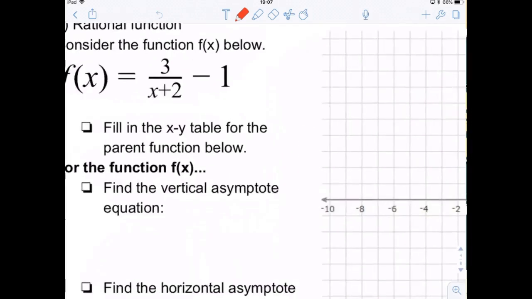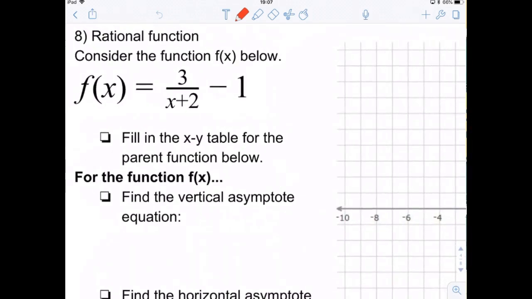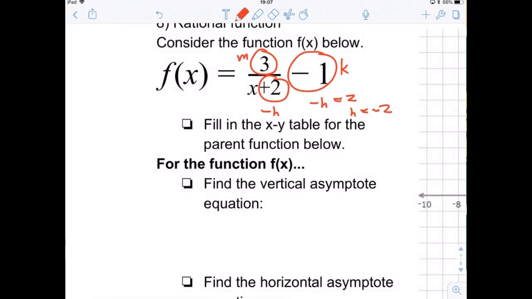So remember that the standard form for the rational function is this: this is k, this is minus h, and this is m, or a, okay? So if you look at this, minus h is negative 2, or minus h is 2, so that means that h equals negative 2, right? And you could also do it by comparing it to the standard form here.